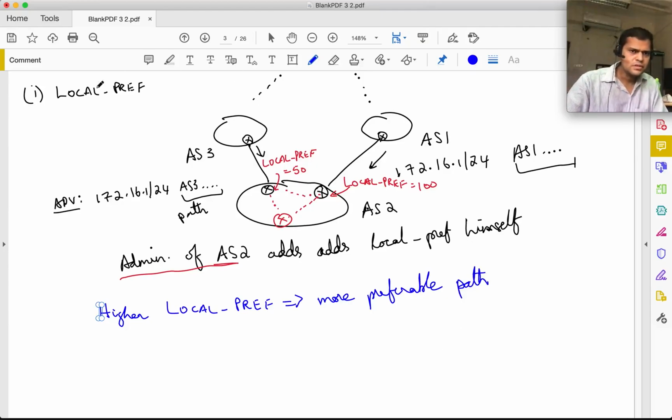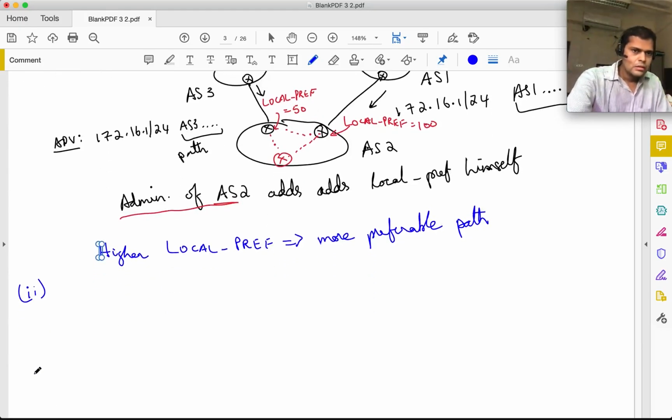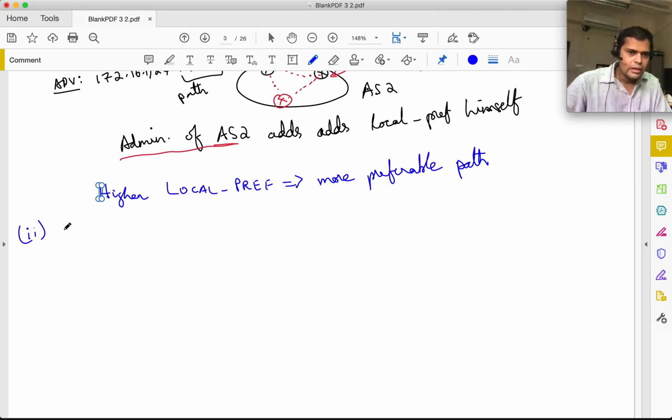Okay. So we'll see how to put all these attributes together, but right now I'll just define them. The second is called multi-exit discriminator.